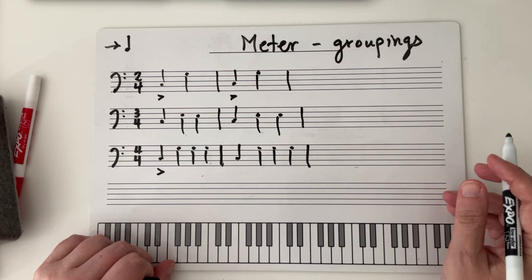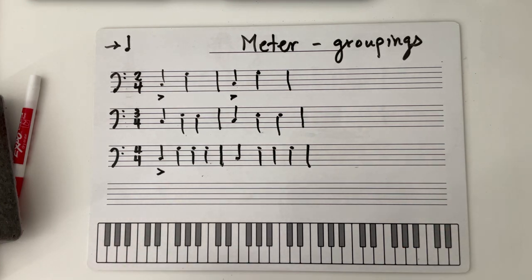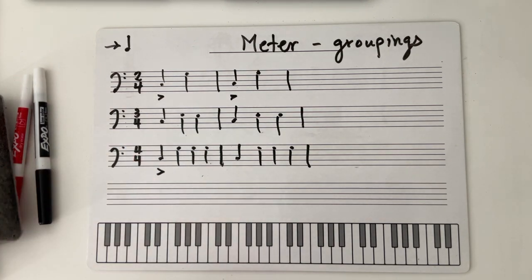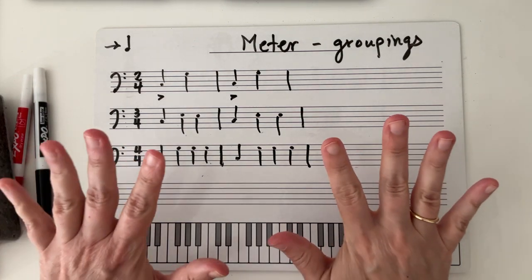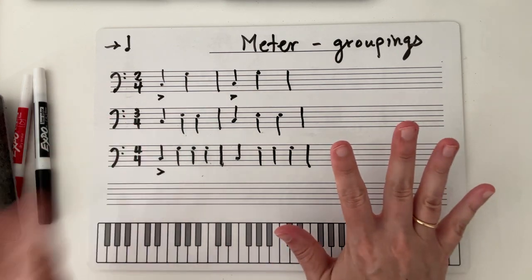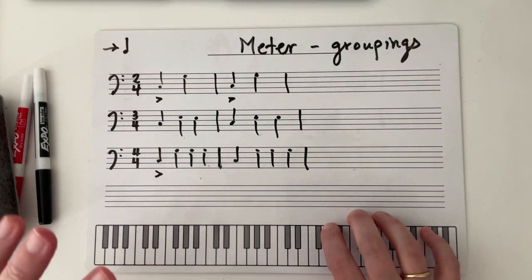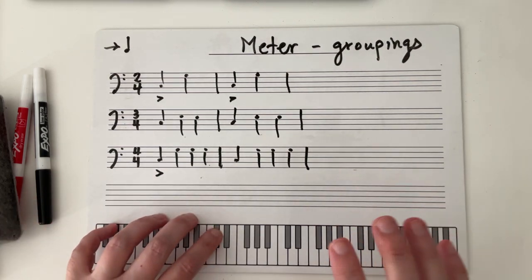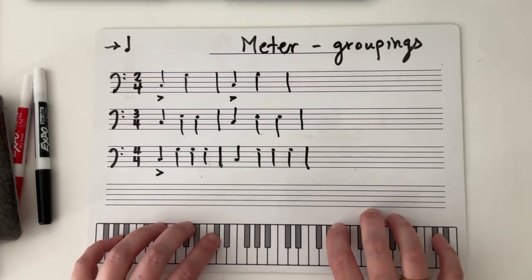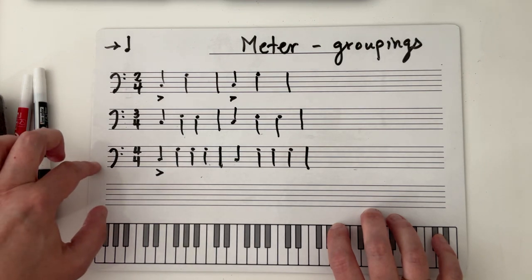Okay. Let's just clap those once through. So remember, 2/4 is easy. We've got our 2 hands. We're going to do left, right, 1, 2, 1, 2. Let's switch to 4/4 right away.